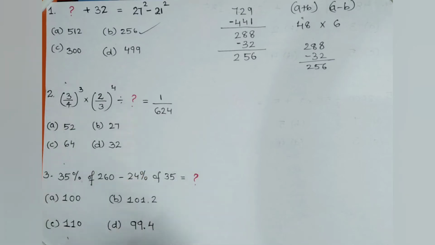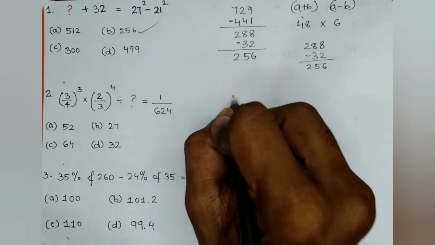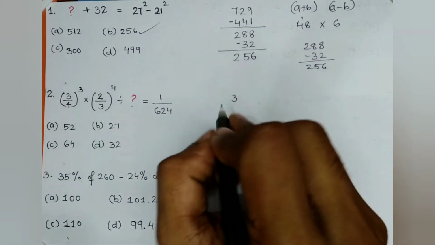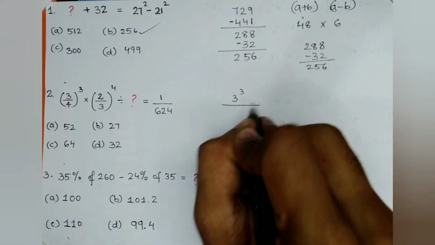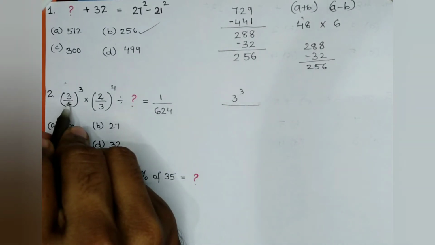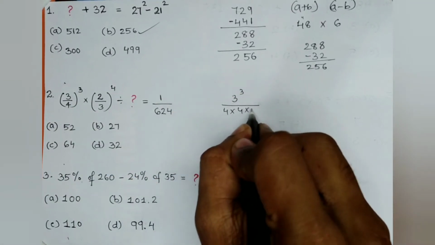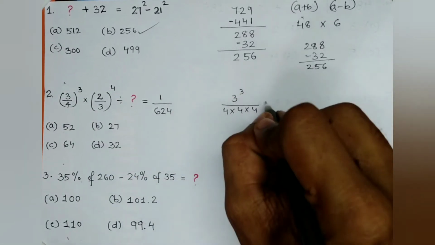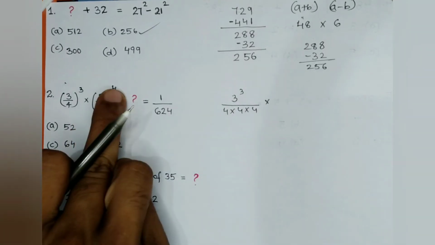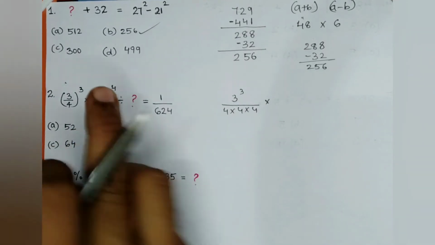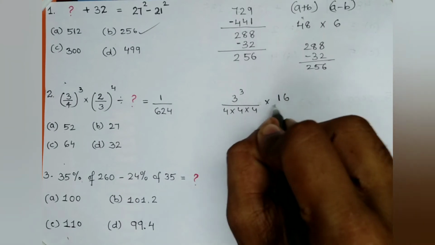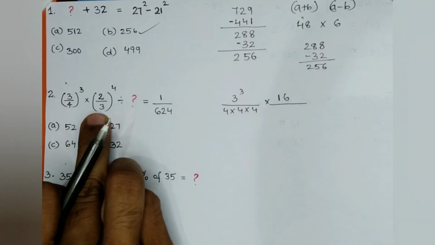So here, on the left hand side, you can write 3 cube divided by 4 cube. For 4 whole raised to 3, you can split it into 4 into 4 into 4. Then multiply by 2 raised to 4. You know the answer, right? 2 raised to 4 is 16. Then divided by 3 raised to 4.